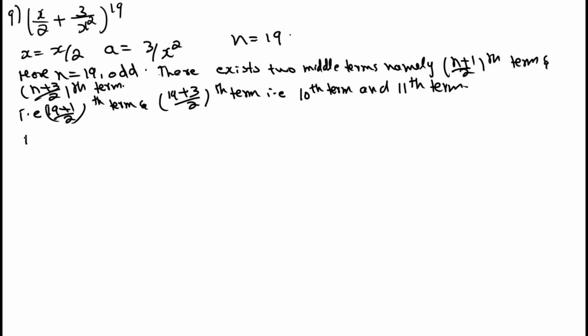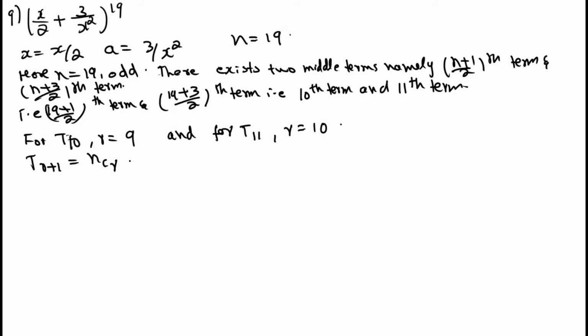So for the 10th term, that is T10, r value equals 9, and for the 11th term T11, r value equals 10. In the next step, write the general term formula T r plus 1 equals nCr into x to the power n minus r into a to the power r. Take it as equation 1. Now calculate the two terms separately.